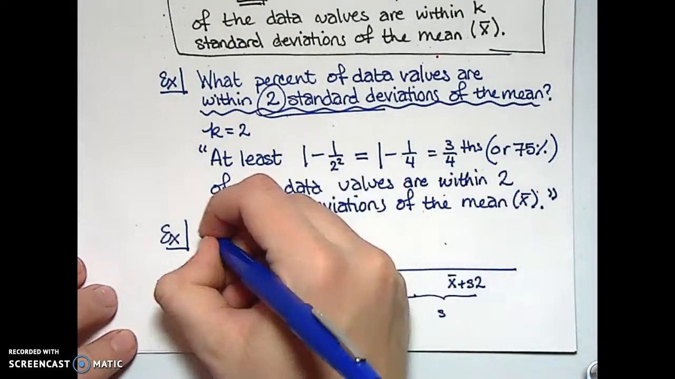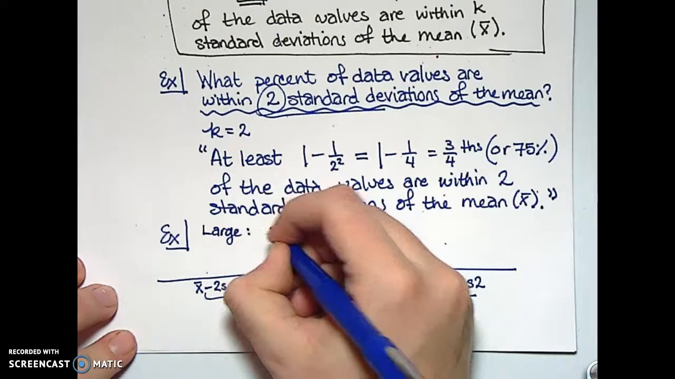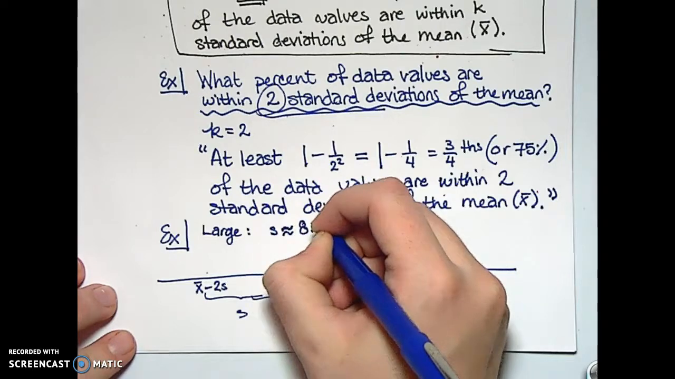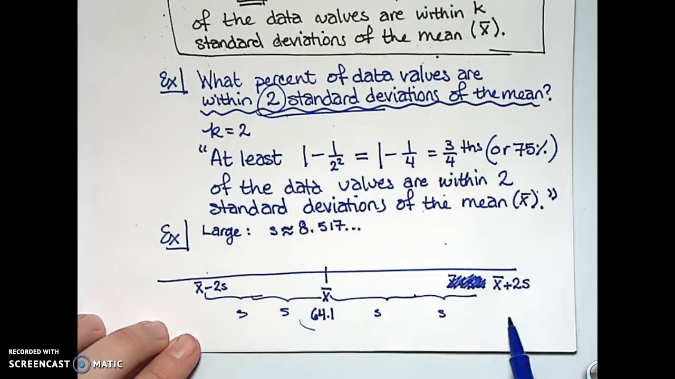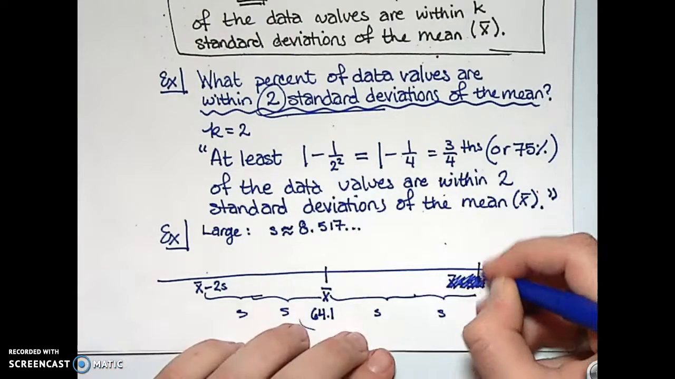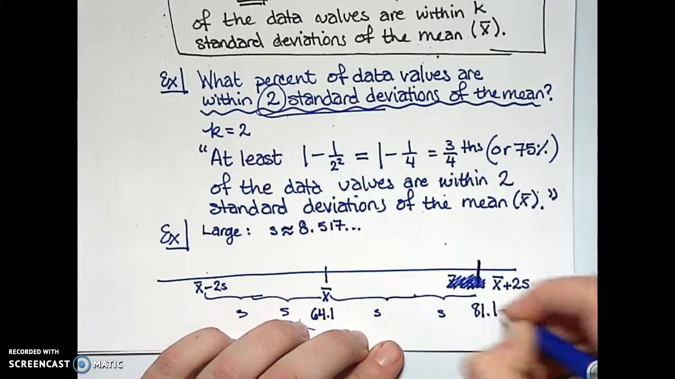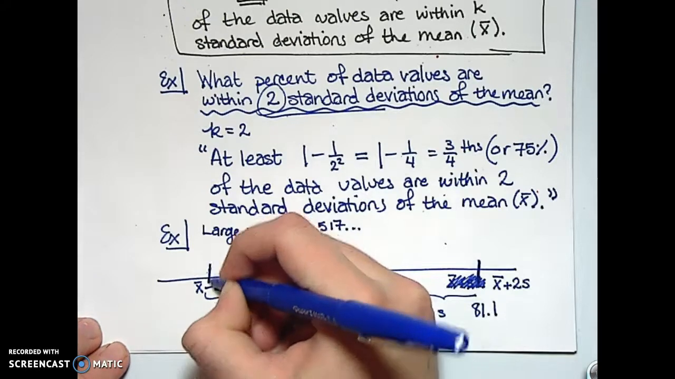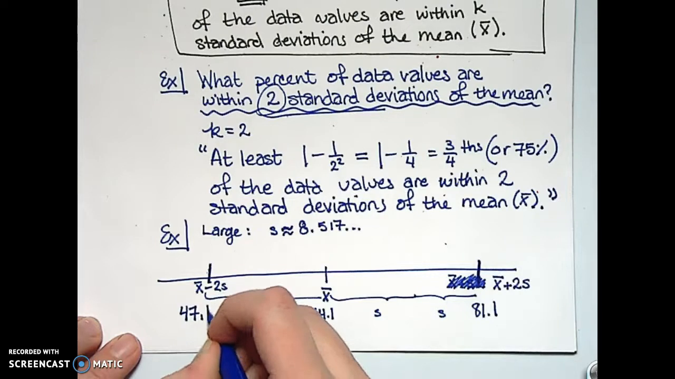Now for this large data set, the sample standard deviation was approximately, if you used a calculator, 8.517. So if I look at my average of 64.1 plus 2 sample standard deviations, right here I get a value of 81.1, and if I look at my average minus 2 sample standard deviations, right here on the number line, we get a value of approximately 47.1.